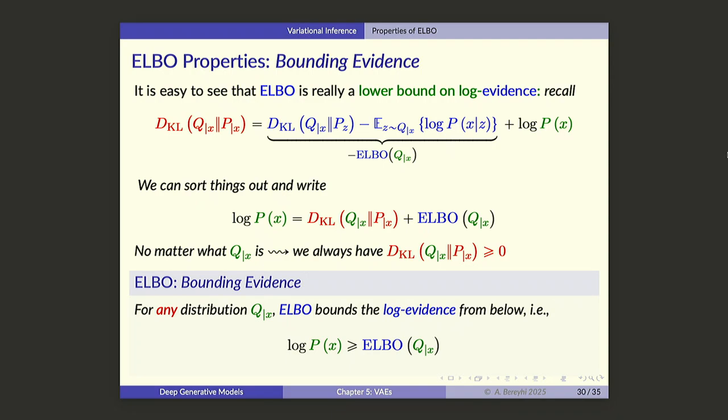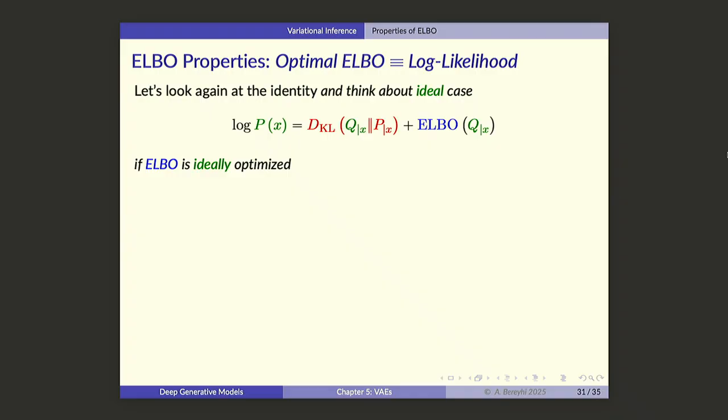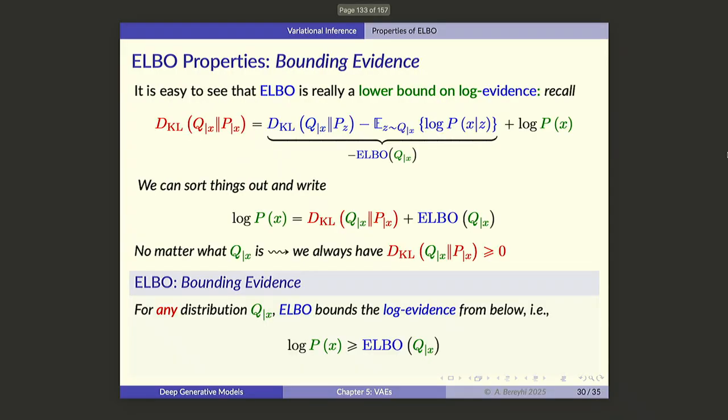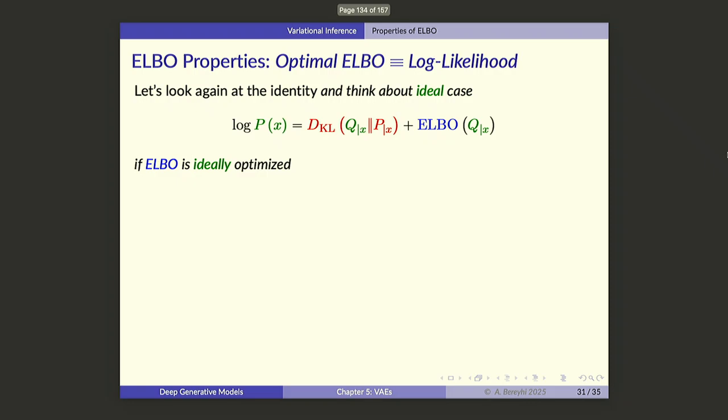But this ELBO, even though it's a lower bound, has very good properties. The first property, as we said, is that we can easily estimate it. The other property, which is very important, is that if we think about the ideal maximization of this bound, then we're going to exactly end up with the log of evidence. So let's look at it together.